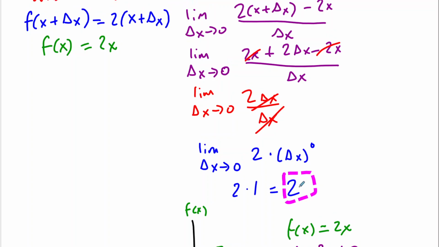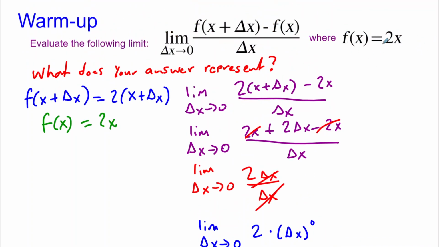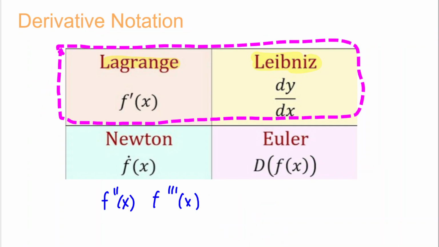This is the derivative of 2x. Derivative of 2x is 2. We found that using this limit right here, which gives us the derivative. So I'm just going to say derivative now, but just know that's the slope function.